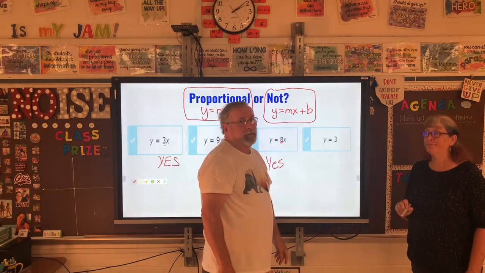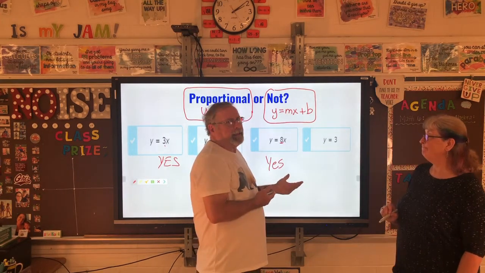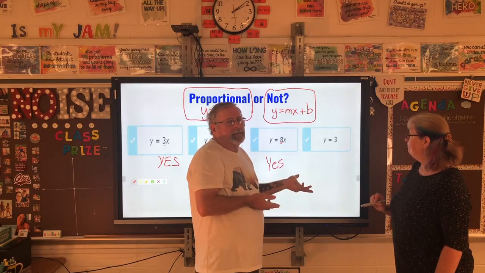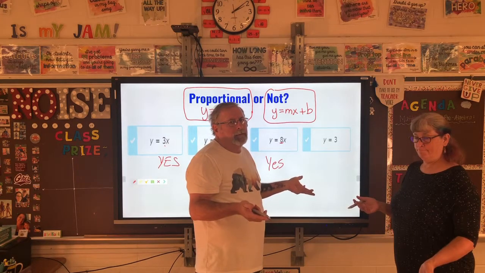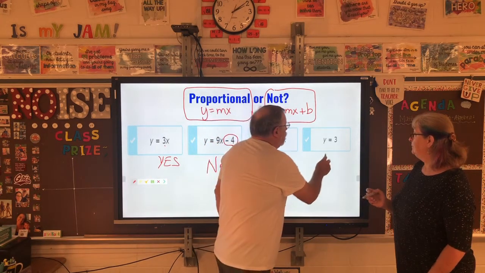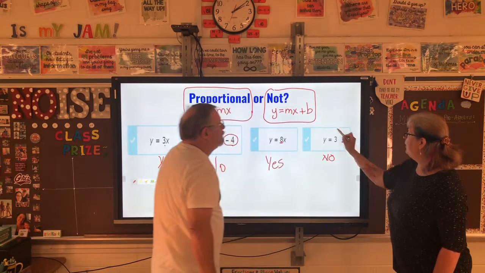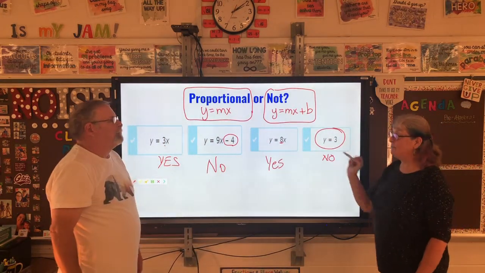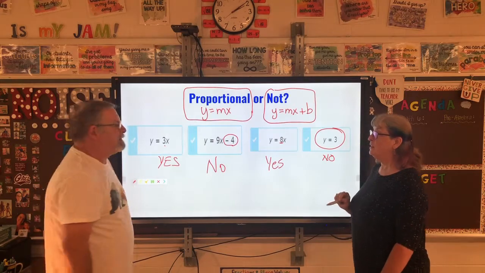Now this one could be tricky, that's why I saved it for last. Y equals 3. Well, how would I plot that? If y equals 3, what's x? I can't plot it. There's no x. No. That's a no. This is one of the tricky ones on IXL. By the way, you'll see those, straight from IXL.